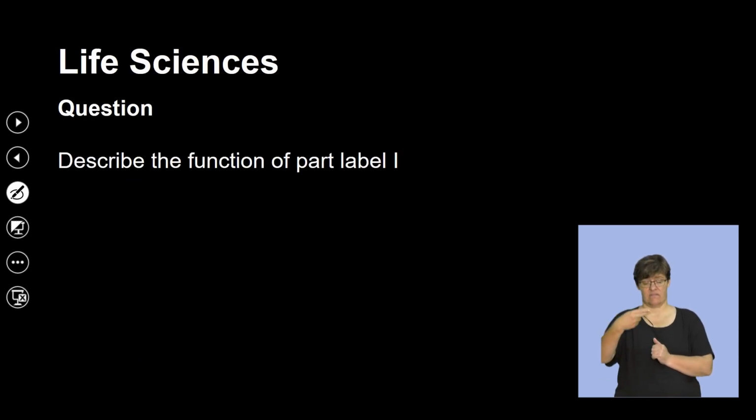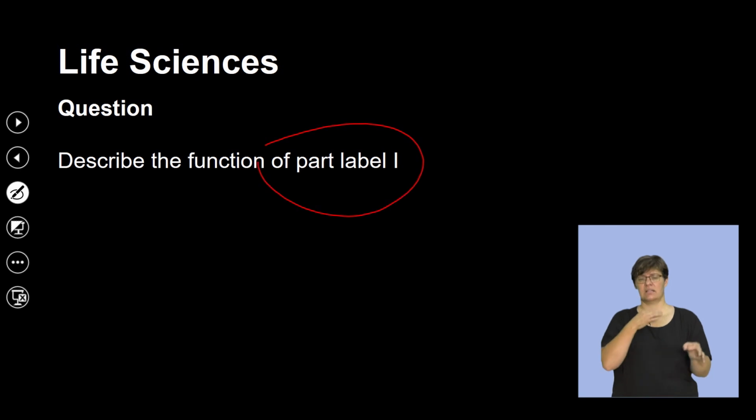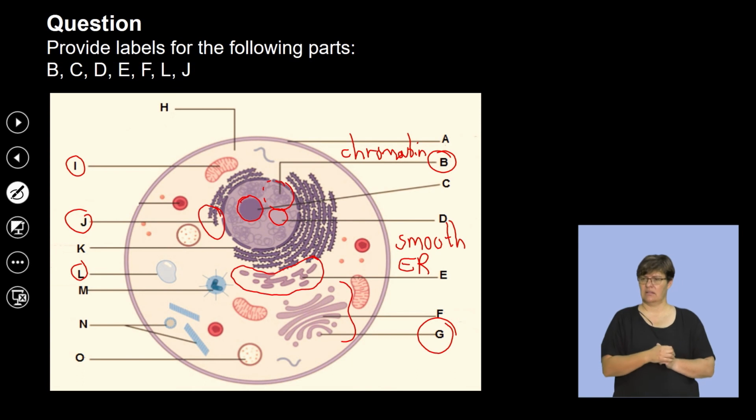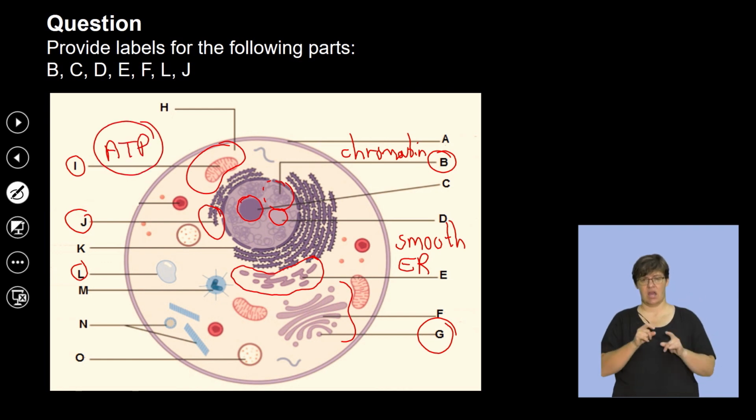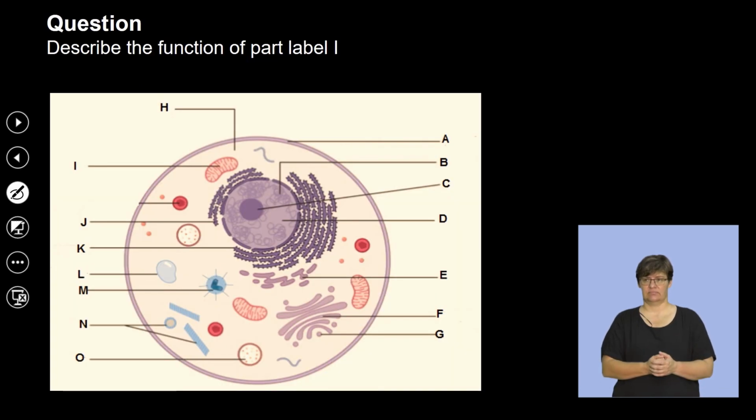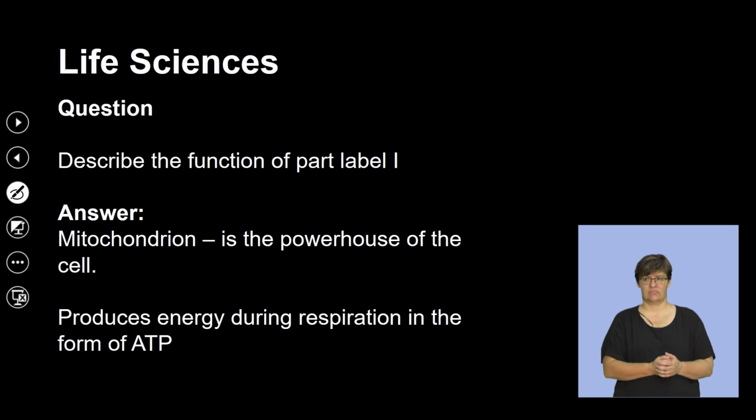Cool. Describe the function of part labeled L. If we go back to the diagram, the part labeled was the mitochondria, and if we recollect, the function of the mitochondria is that it produces energy in the form of ATP during cellular respiration. So that is for cellular respiration and the production of energy. Cool. Let's move on to some more questions. Describe the function of part label 1, which we've put down. It's basically the powerhouse that produces energy through respiration.